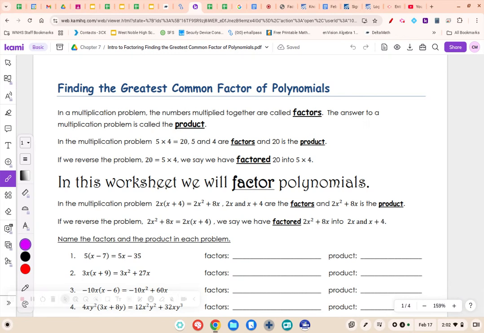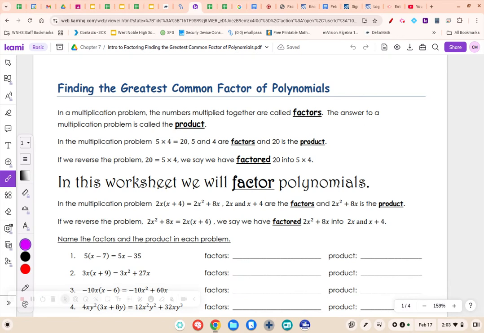So in the multiplication problem, 5 times 4 equals 20, 5 and 4 are factors, and 20 is the product. If we reverse the problem, 20 equals 5 times 4, we can say that we have factored 20 into 5 times 4. In this worksheet, we will factor polynomials.